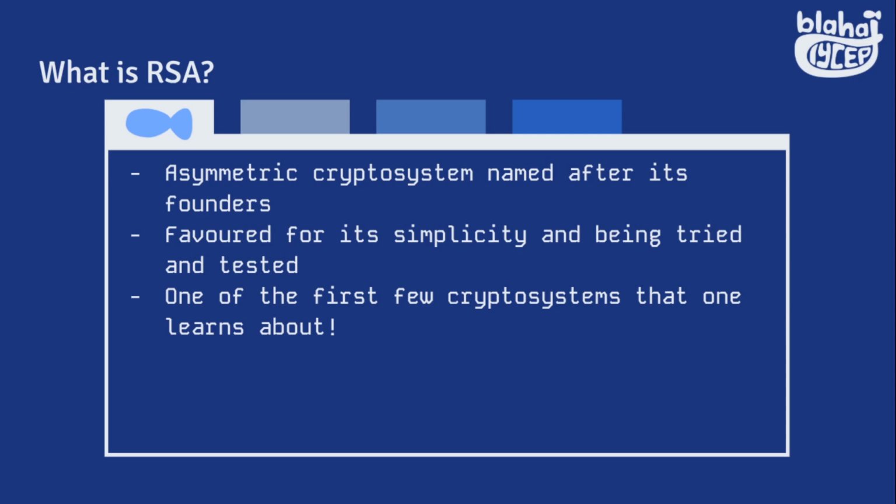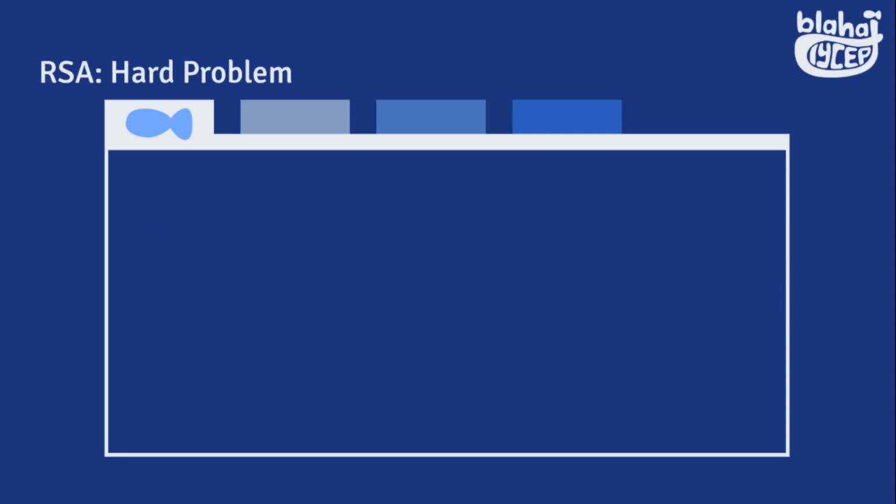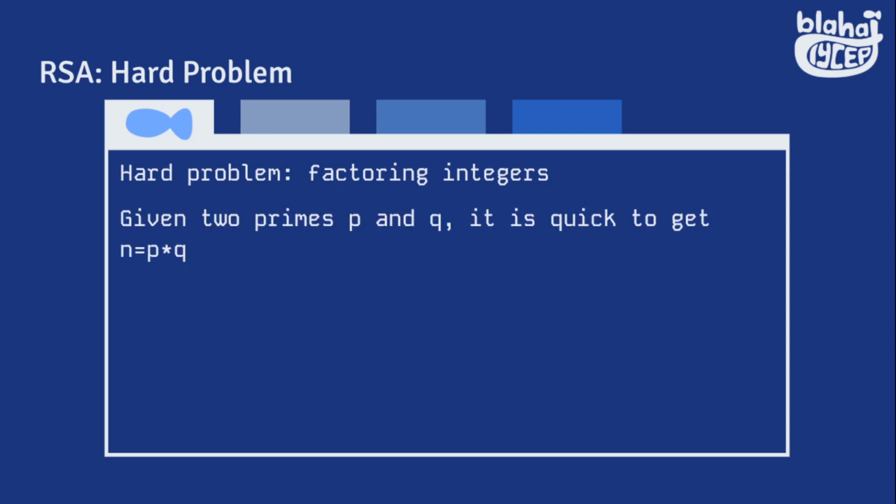And it has been in use since the 1980s, or probably earlier than that, which is why it is favored: the fact that it's been tried and tested is why it's so widely used. Remember that for every asymmetric crypto system, we need to have a hard problem as well as a trapdoor function. For RSA, our hard problem is factoring integers. Let's say we have two large primes, p and q.